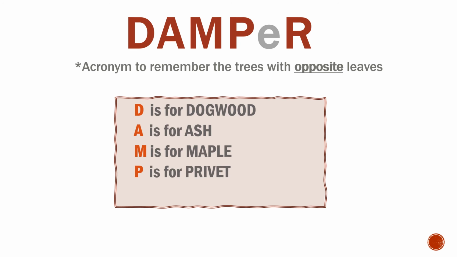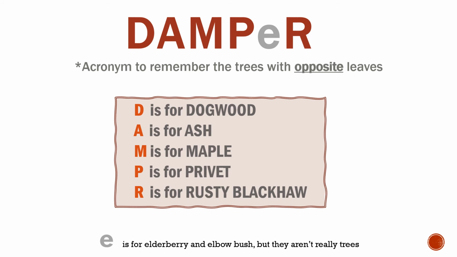Some people call it box elder maple, all the same tree. P is for privet. We have several species of privets here. Unfortunately, these are all invasives. And we have at least 3 common species of privets here, so it's definitely worth your time to learn to identify those. And R is for rusty blackhaw. This is a common native tree that's a good tree. We don't use E in the brochure, but you could remember that E is for elderberry and elbow bush. Those are 2 common bushes around here. They're not actually trees, so they're not in the brochure, but remember those.